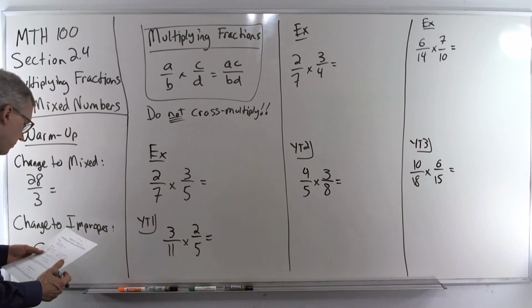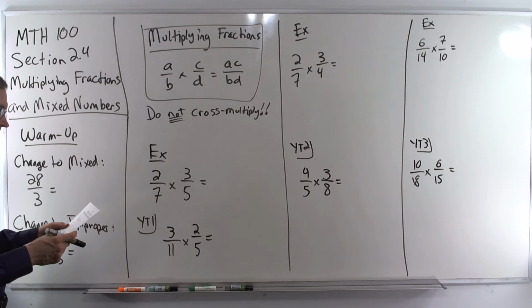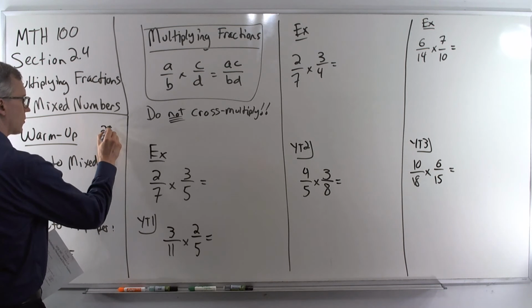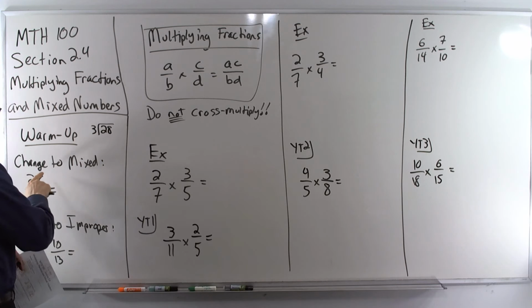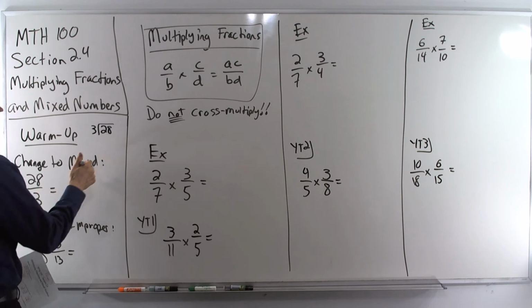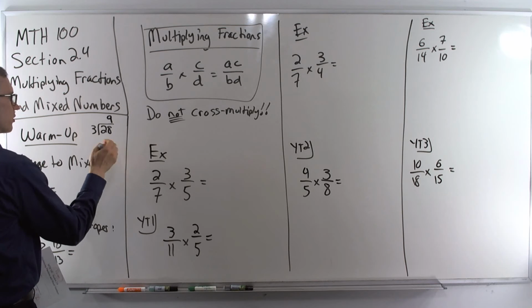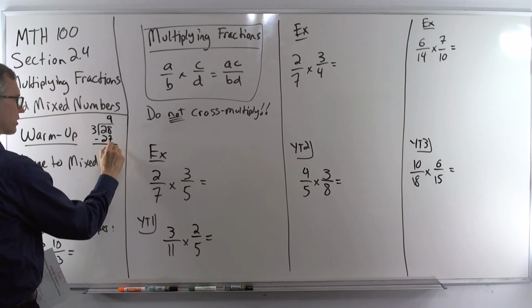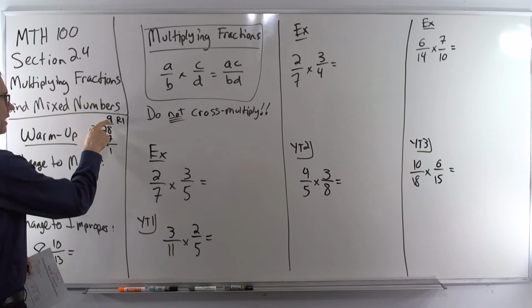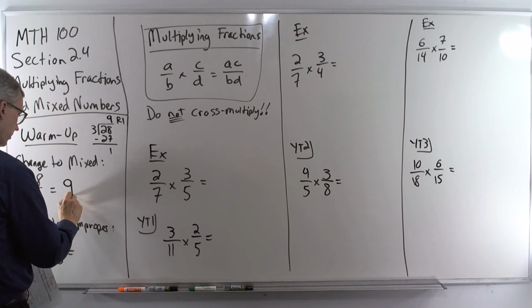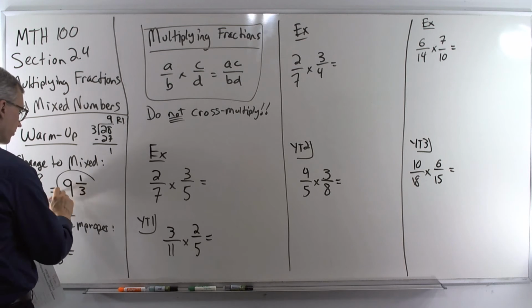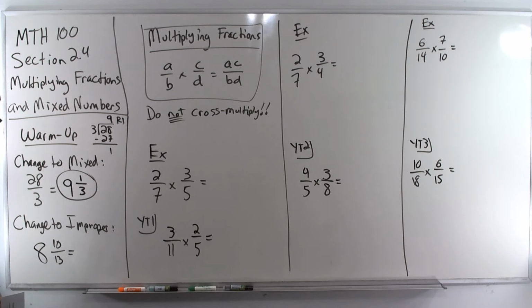Please start with a warm-up. We're going to convert 28 thirds to a mixed number. So we take the numerator, divide by the denominator. So 3 goes into 28 9 times. 3 times 9 is 27, subtracting, we get 1. So we got 9 remainder 1, so 9 is the whole number. 1 goes on top. Denominator stays a 3. 9 and 1/3.